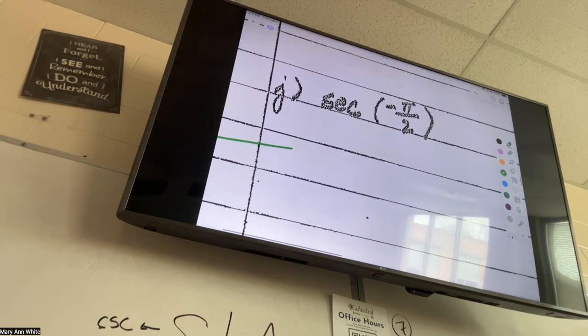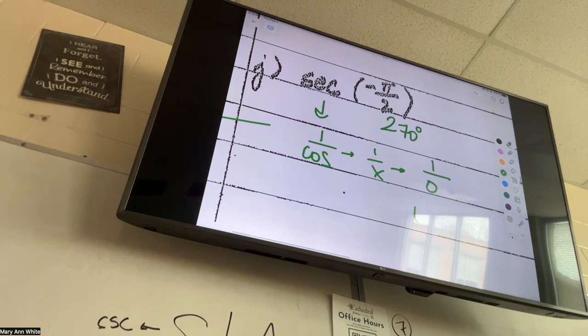Okay. Secant of negative pi over 2. Remember, we're going backwards. Where's negative pi over 2? That's positive pi over 2. Where's negative pi over 2? 270. Yeah, 3 pi over 2. And so I'm looking at my 270 degree, and my secant is going to be 1 over cosine, which is your x. What's your x at 270? 0. What's 1 divided by 0? Just like we talked about, undefined.